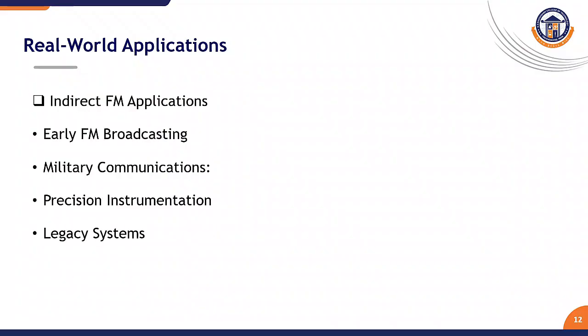So next one is real world applications of the indirect FM method. It is used in early FM broadcasting systems, military communication systems, precision instrumentation and legacy communication systems. So the high stability and accuracy produced by the indirect method makes it ideal for critical and long-term applications.